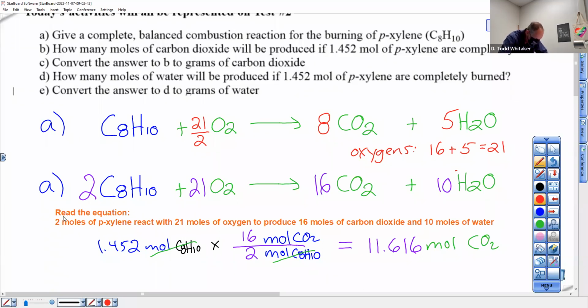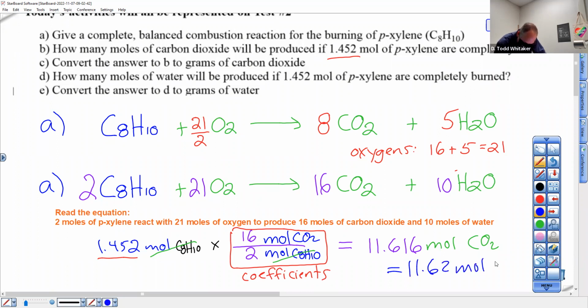Oh, not that one. No, we're here, right? So that's the sig fig. Do you use these as sig figs ever? No, because they are exact, right? But my 1.452, how many sig figs, everybody? 4. So my final answer, 11.62 mole CO2.